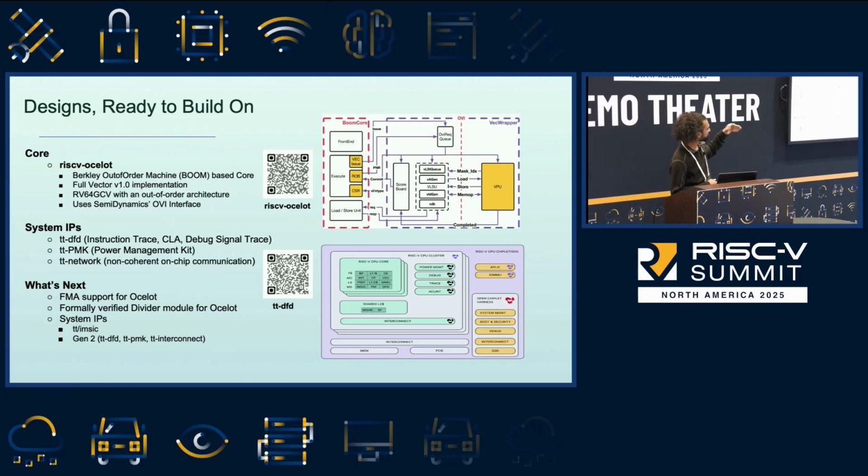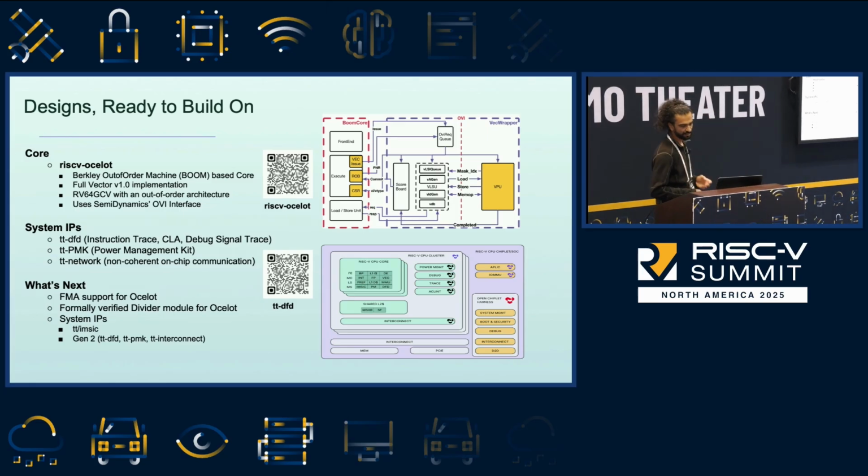Going from cores to system IP, we have the DFD IP that we just open sourced a couple of weeks back. It uses the instruction trace from RISC-V, which was recently ratified, and it also supports CLA and debug based traces. We are working to open source our PMK, the power management kit, and also the non-coherent on-chip communication IP.